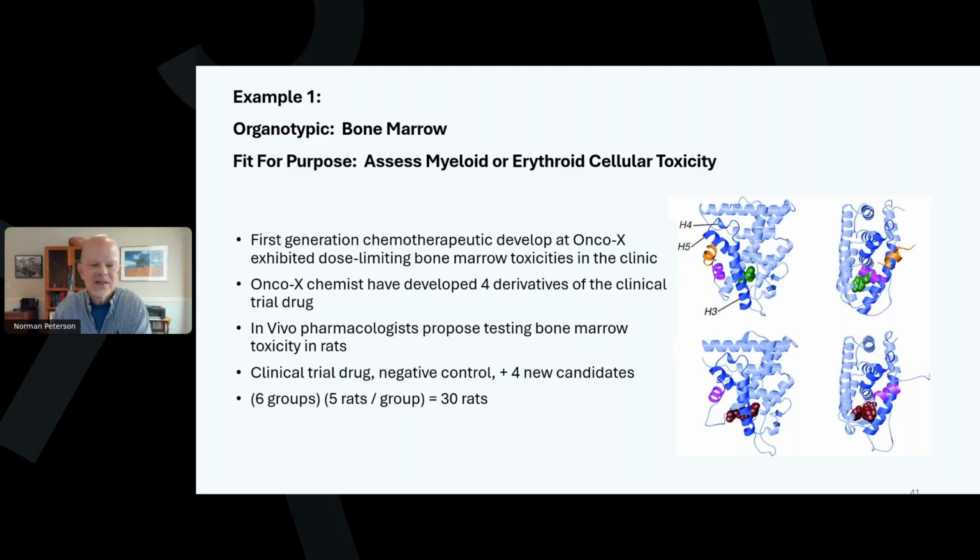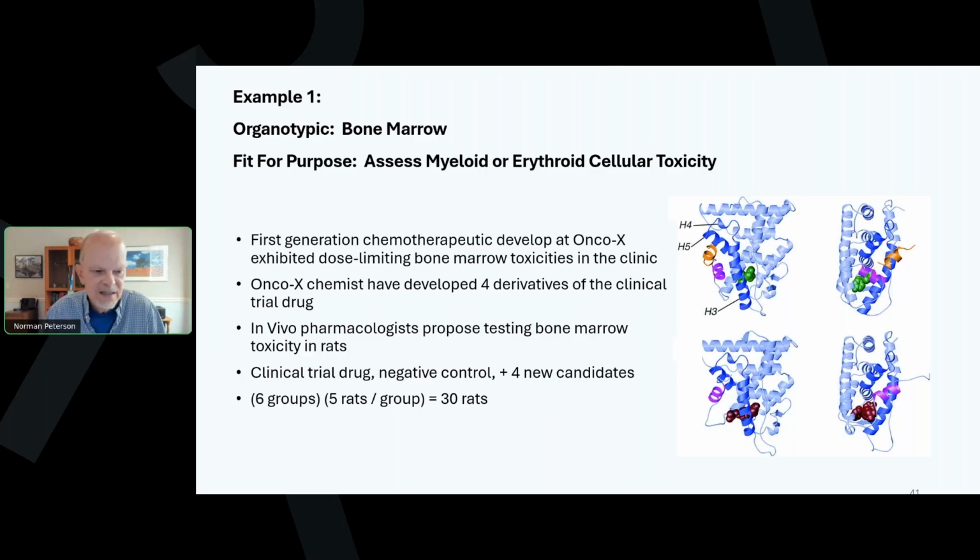So my first example, the organ that we're going to look at is bone marrow, and the fit for purpose. So we have to choose the type of chip that we want to use to answer a specific question. And the fit for purpose, or the question that we're going to ask, we're going to focus on toxicity to bone marrow cells. So I made up a company called OncoX, and they've generated a chemotherapeutic, and they're putting this into the clinic. And what they're finding is that it has severe bone marrow toxicity, that the patients just can't tolerate it. They develop certain toxicities.